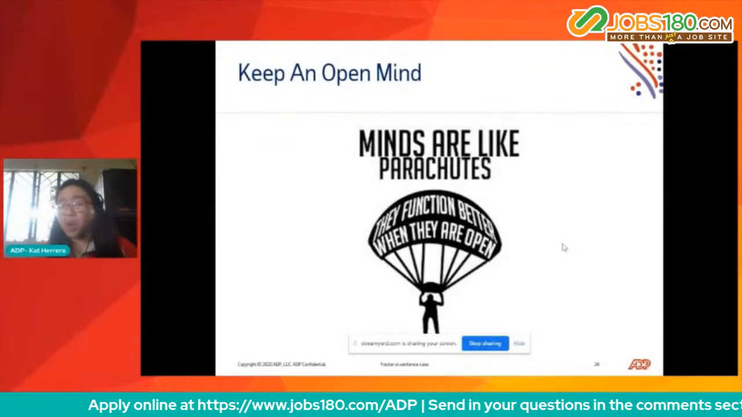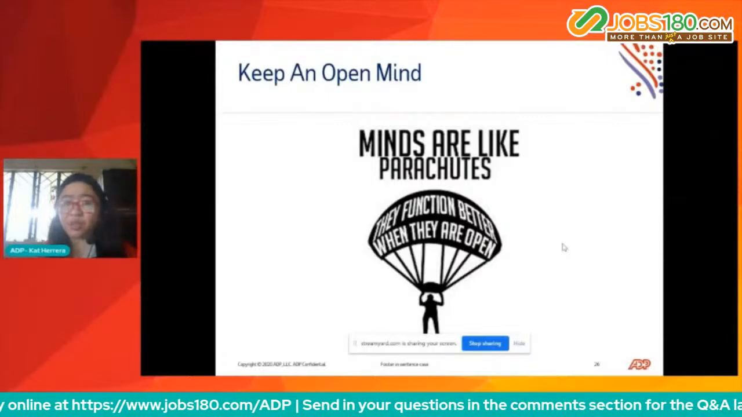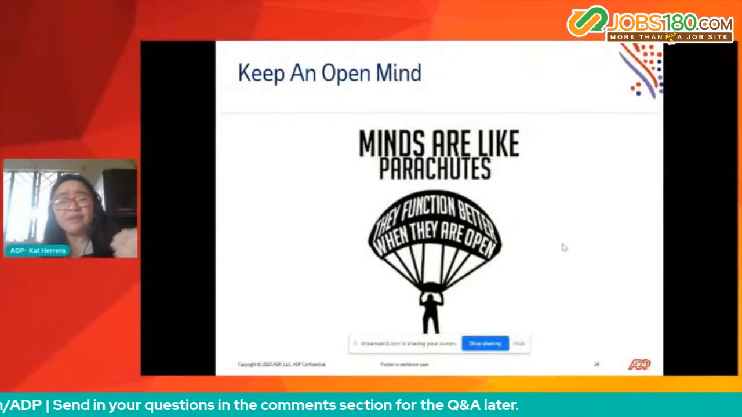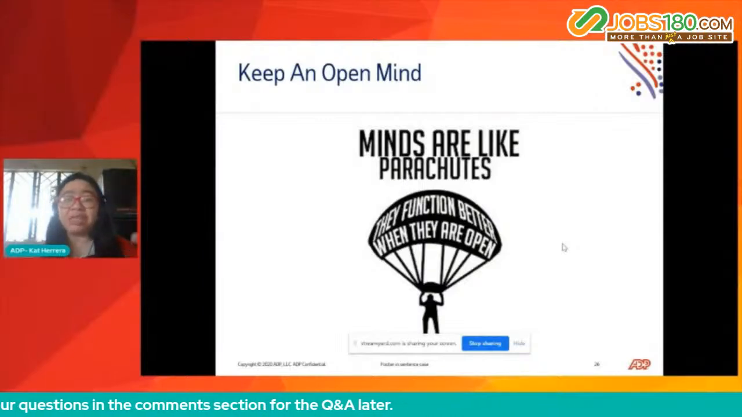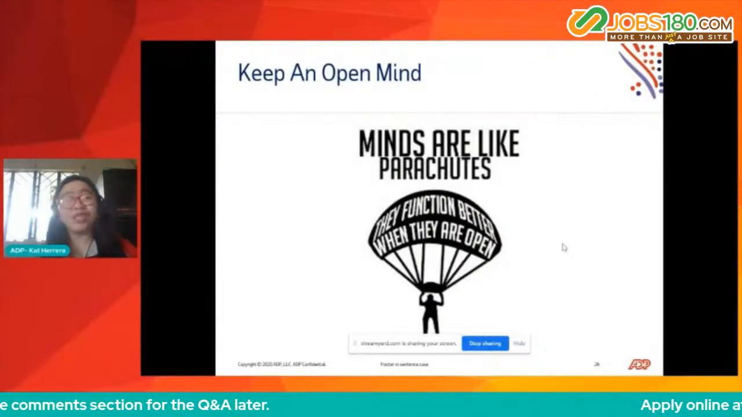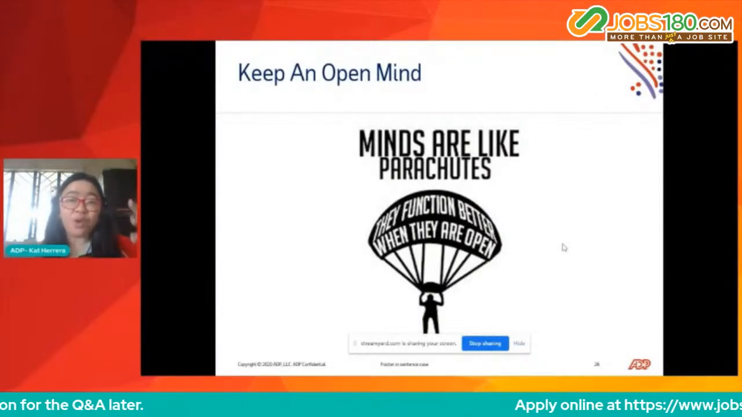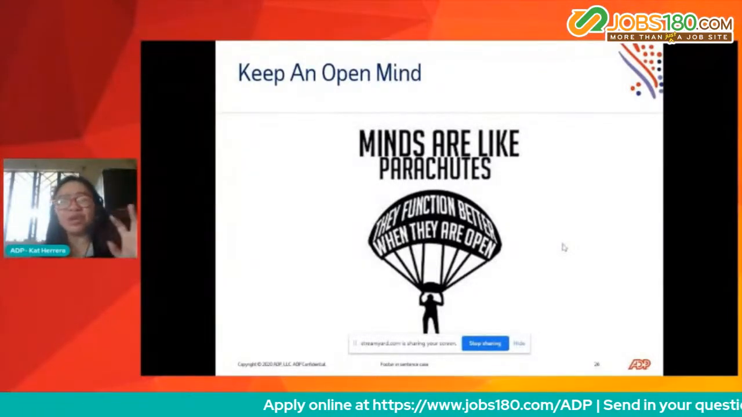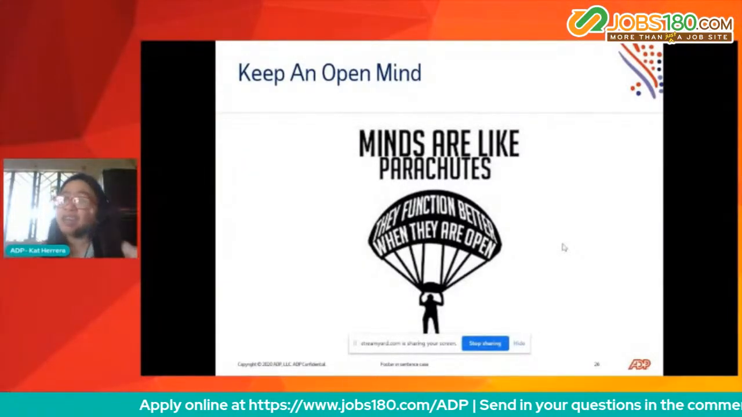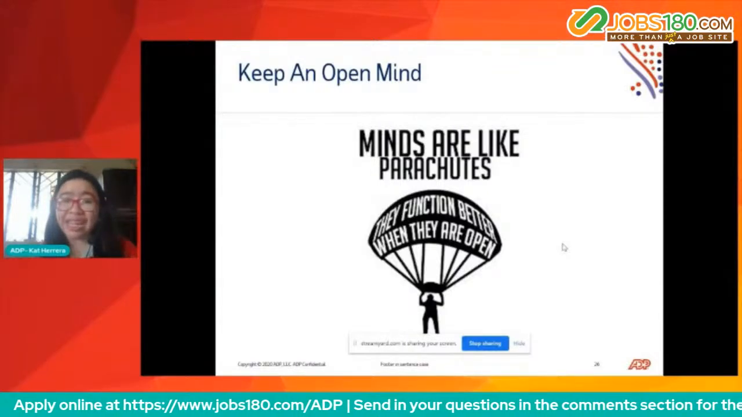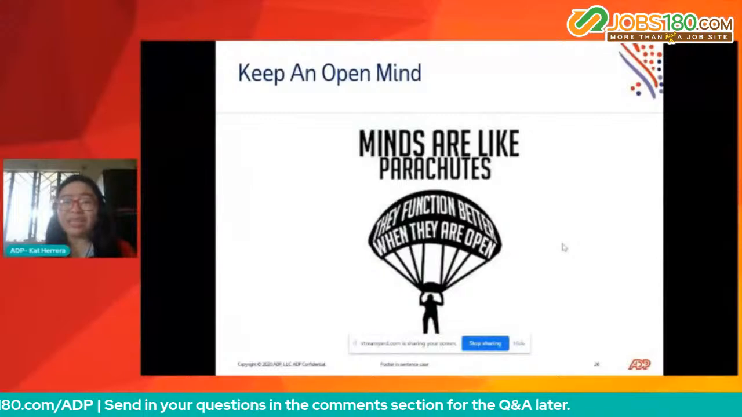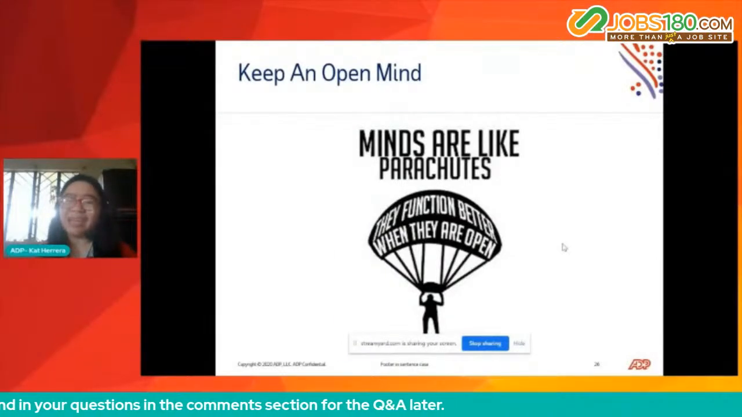And always be open, not only to ideas, but also to feedback. Constructive feedback. When somebody gives you advice, do not think of it as criticism. Think of it as the person caring enough to want for you to improve, right? Because they wouldn't give you feedback if they are not invested in your learning and in your improvement. So keep an open mind when it comes to ideas and feedback.